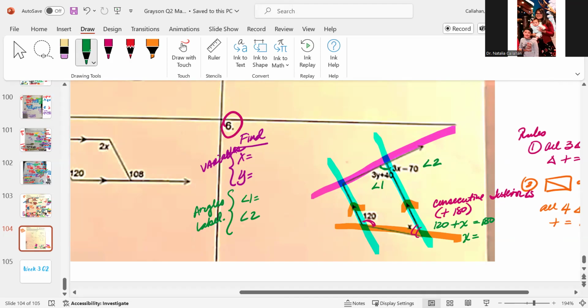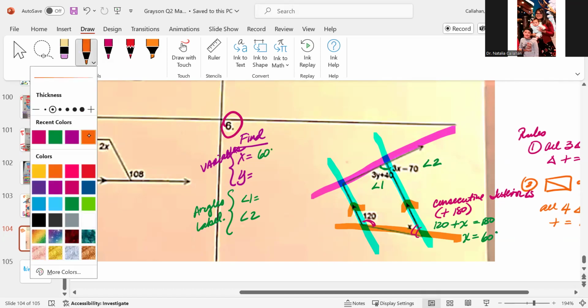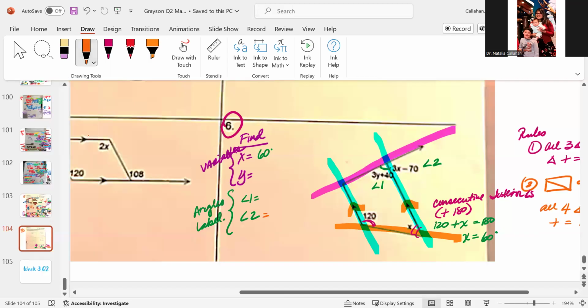So x equals 60 degrees, right? So then you found it. x equals 60, right? Okay. Now, since x equals 60, which angle can I find? Angle 1 or angle 2? Angle 2. Yeah, angle 2. Angle 2 is equal to 3x minus 70.